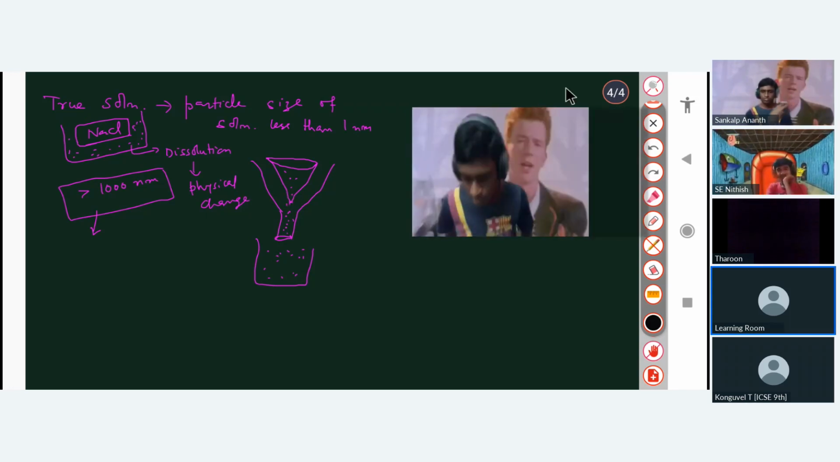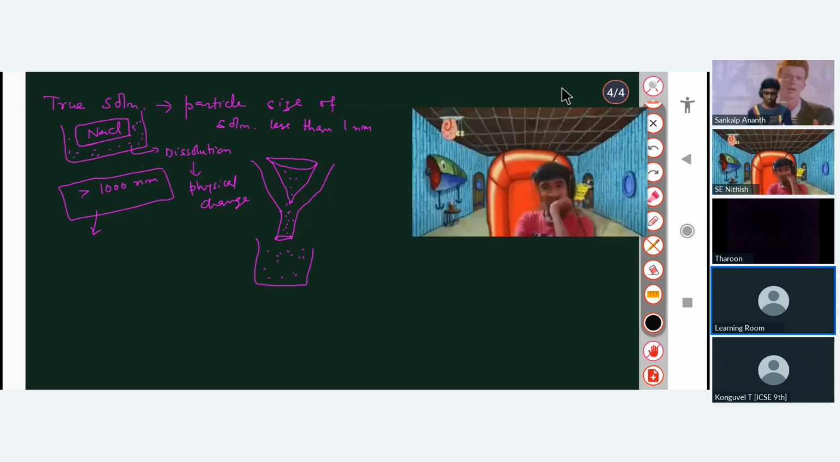So the proper answer will be that when a solute gets dissolved in the solution, its particle size becomes very small, less than 1 nanometer in a true solution. So it cannot be separated by filtration, because filter paper cannot stop these small particles. Sometimes if a solute gets only partially dissolved, the particle size is bigger, and at that time you can separate it with filter paper or filtration. Got it?